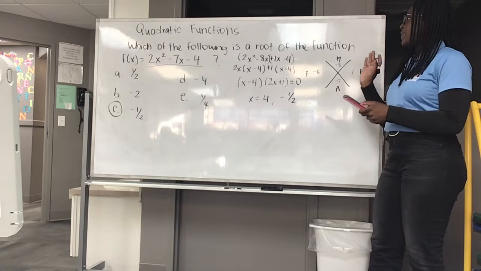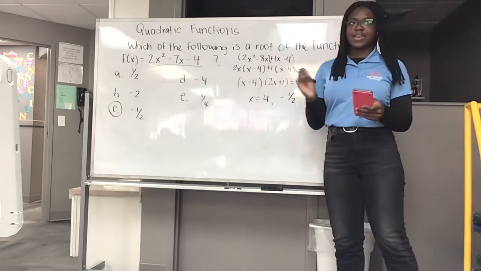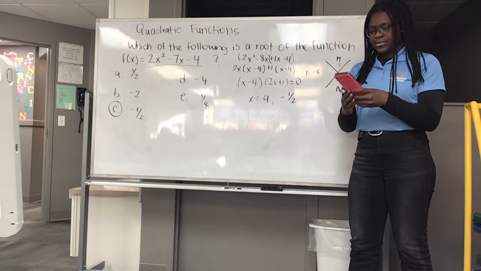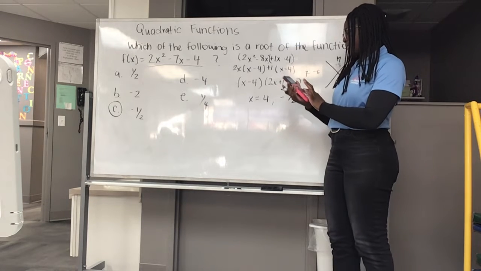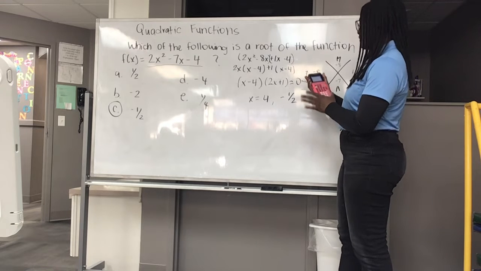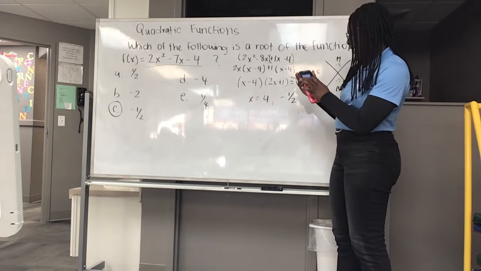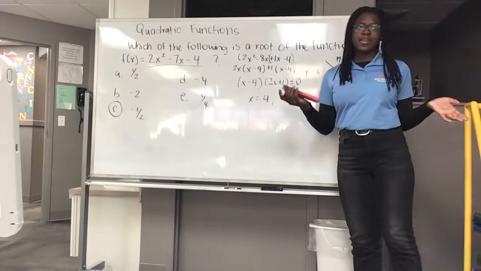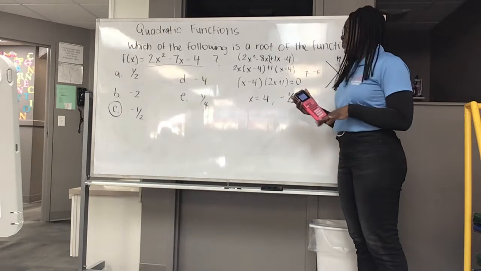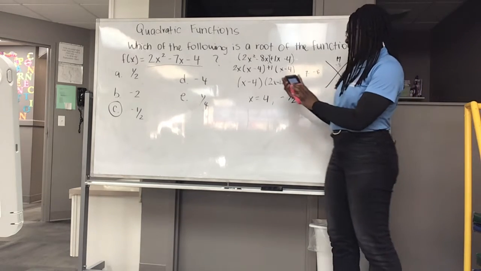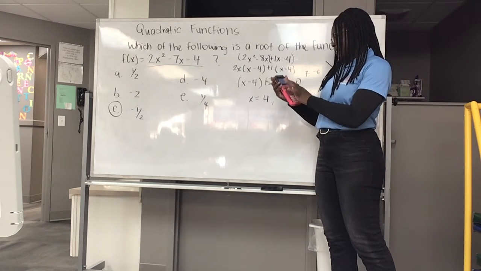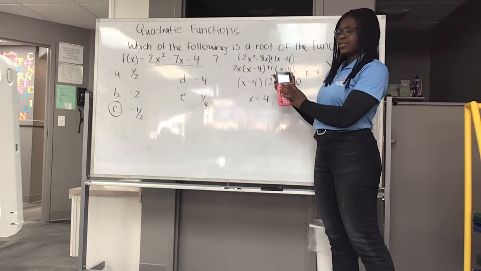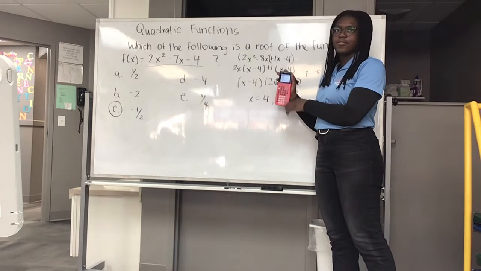Remember I said that the roots were where it crossed the x-axis. So my answers are going to be where it crosses the x-axis, and you can see it's crossing at 4, and it's also crossing at -1/2. But there may be some where you can't tell just by looking at it. So if you want to know the exact number, you're going to hit the second button, and then trace, which is the fourth from the left.